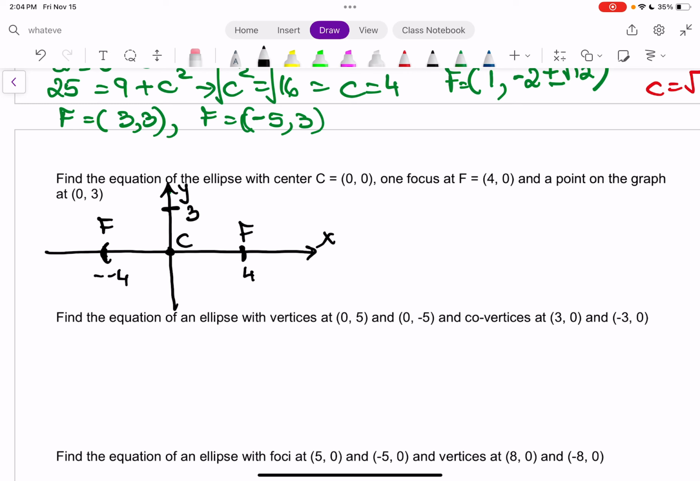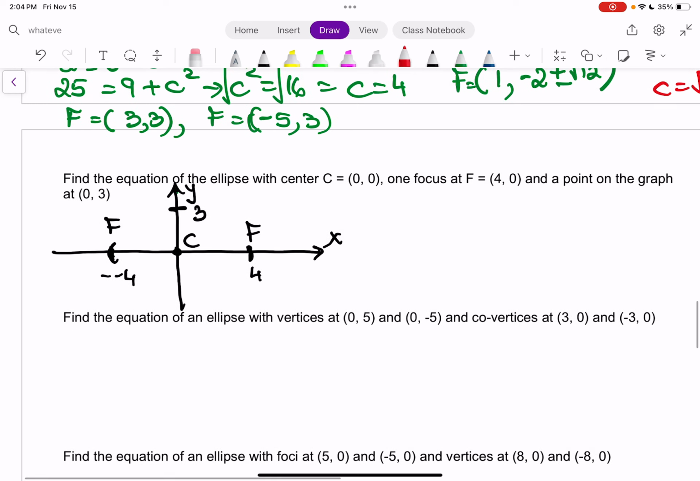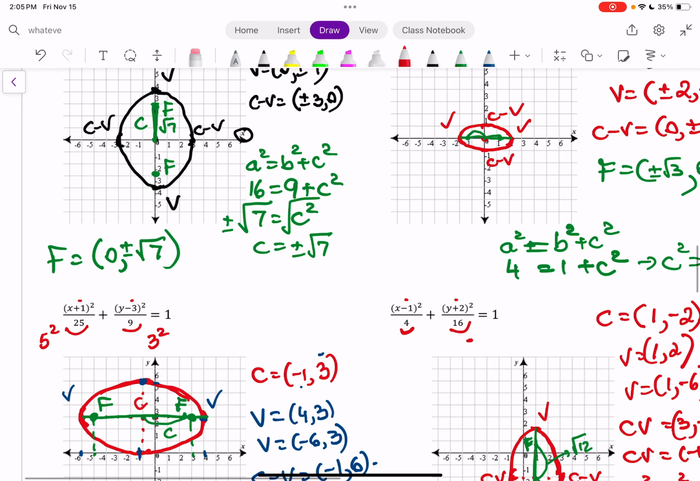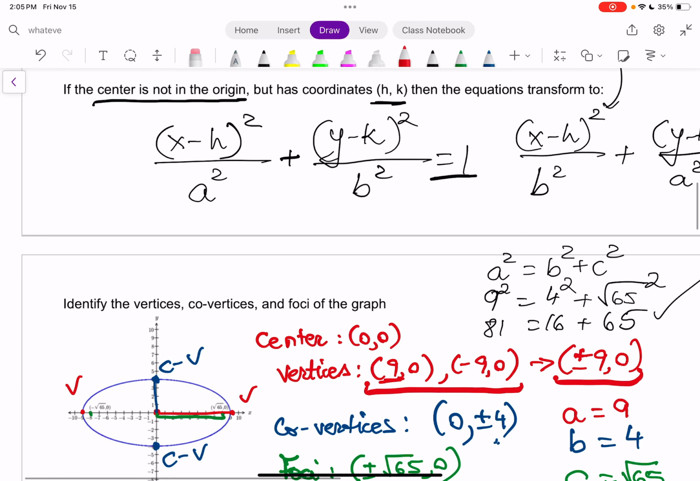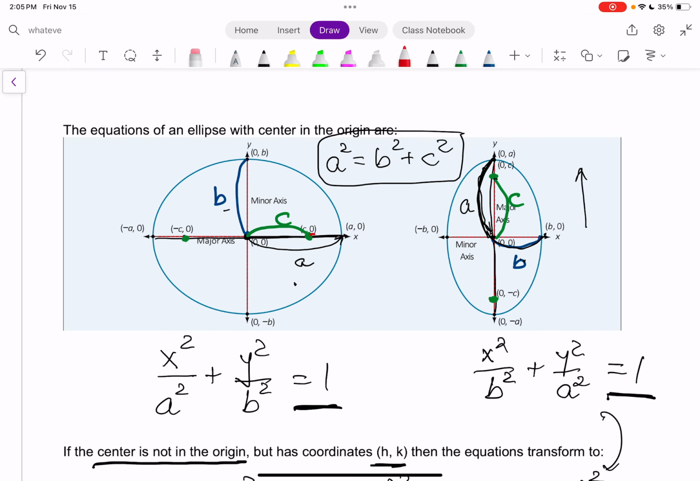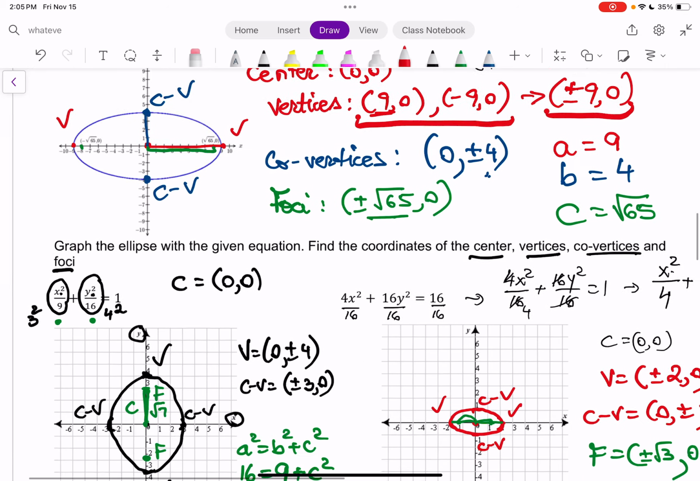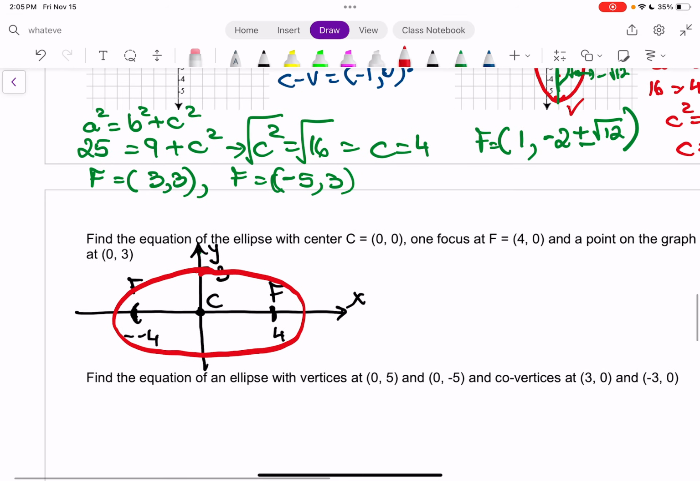Remember, the ellipse wraps itself around the foci. It doesn't turn at the foci. It turns at the vertex. The foci are inside the shape. The ellipse turns at the vertex, so we have to go past this 4 somewhere. Okay, so let's start writing this equation.